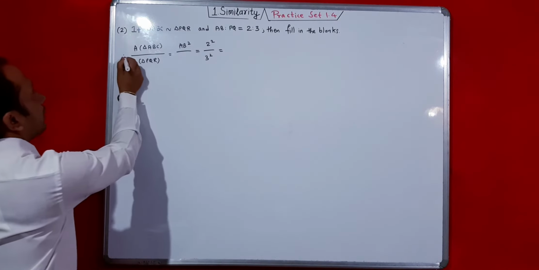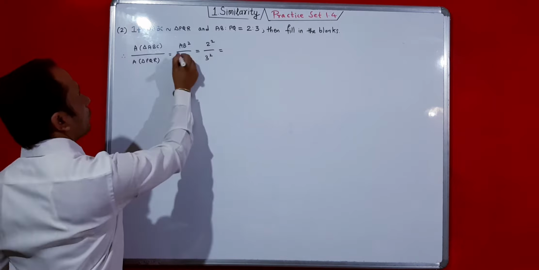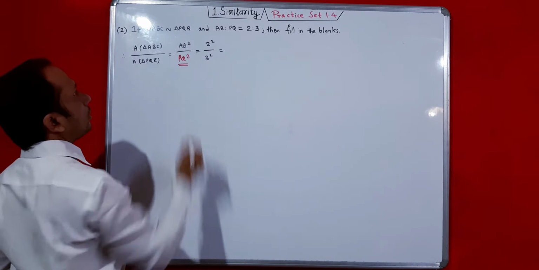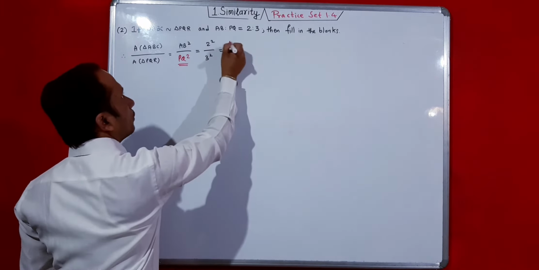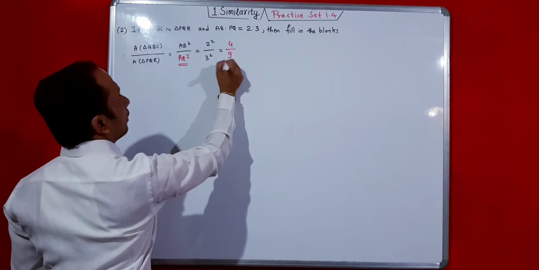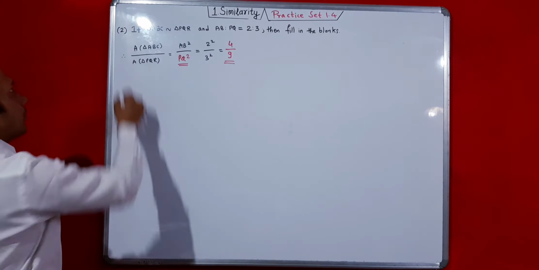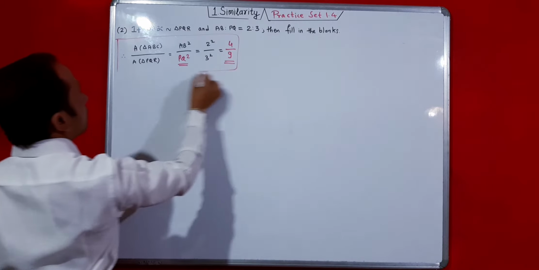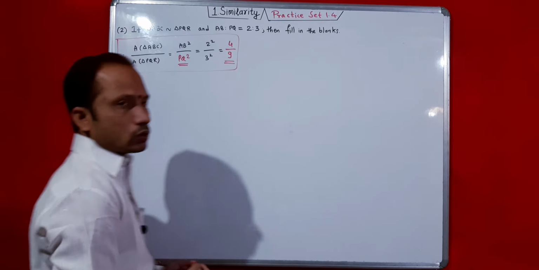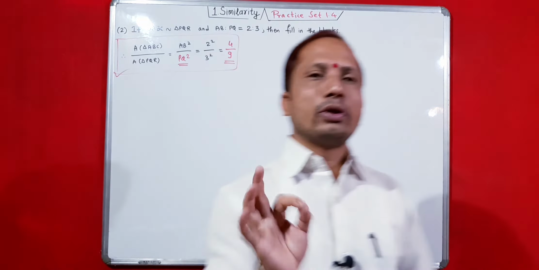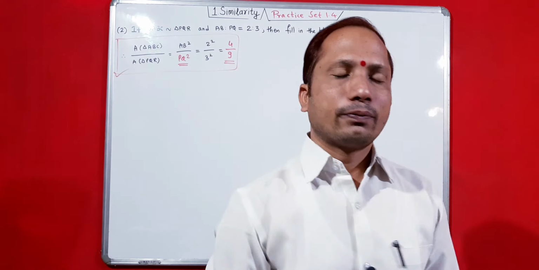So therefore we'll write, by theorem, AB square upon PQ square. Here you have to write PQ square, 2 square is 4 and 3 square is 9. This is your solution. This is a very small activity and you just have to complete it. So this is question number 2, and now we are going to solve question number 3.